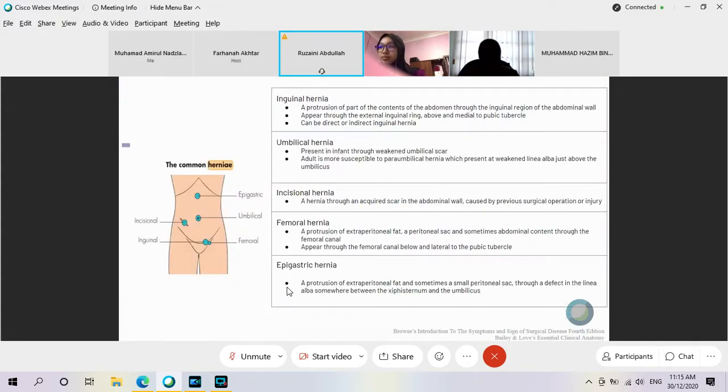So for the types of hernia, there are actually many types. But from Browse surgery books, there are only 5 common types of hernia. If you can see the picture I put there, those are examples of the hernia and the sites where they develop. And in the table, I put the examples of the hernias following the order of how common they are. The most common hernia is the inguinal hernia.